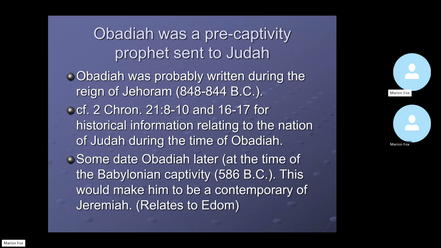Some date Obadiah later at the time of the Babylonian captivity, 586. It's a little hard to date Obadiah. This would make him a contemporary of Jeremiah. And his writings relate to Edom. Now, remember that Edom was the name given to Esau, who was the brother of Jacob. So his nation that came out of him, they were cousins to the Jews because Esau and Jacob were twins. They were fraternal twins. And of course, Esau was born first, okay?